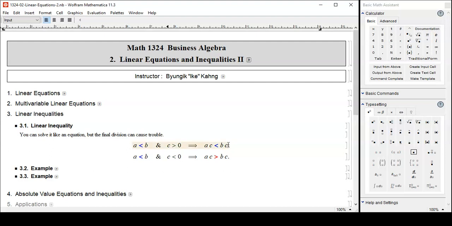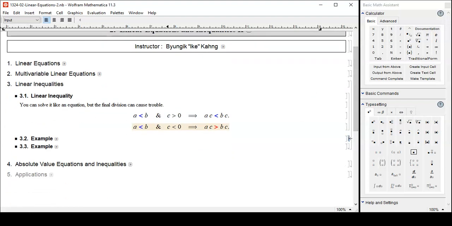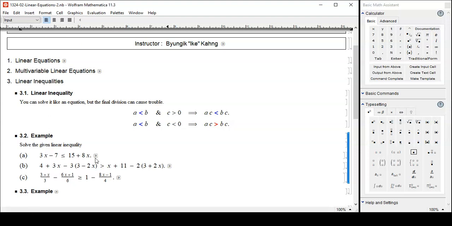Remember this? If you multiply a positive number to an existing inequality, the inequality stays the same direction. If you multiply a negative number to an existing inequality, you have to flip the direction of the inequality. If you remember these two, solving an inequality is easy. Here's an example.